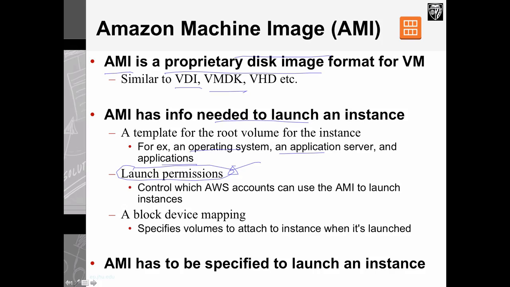It also has the specification for block device mapping. What type of root disk or root volume are we going to use in our application? All that specification is part of that AMI. So AMI is one of the required parameters we need to specify when we launch an instance. AMI together with the instance type, the security groups, the SSH key pair, there are 3 or 4 parameters we need to specify, but AMI is the first parameter we need to specify to launch an instance.